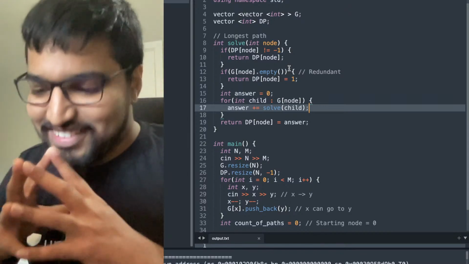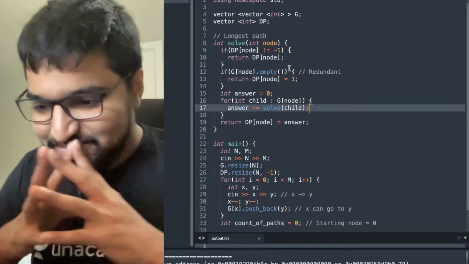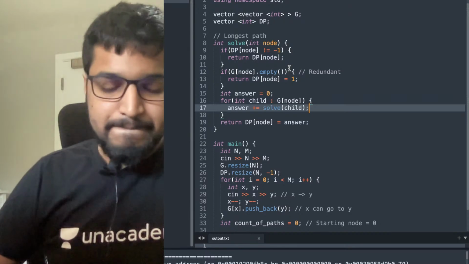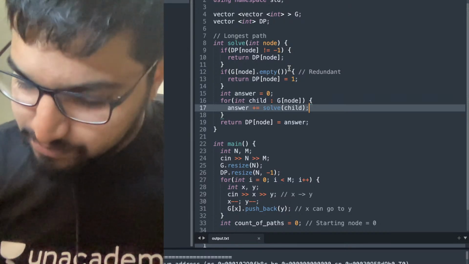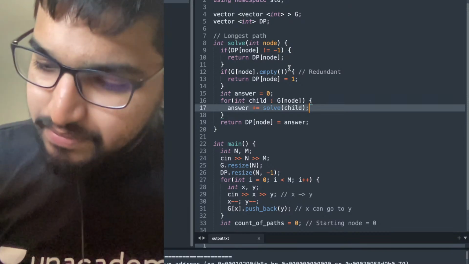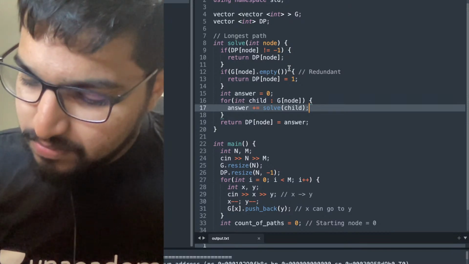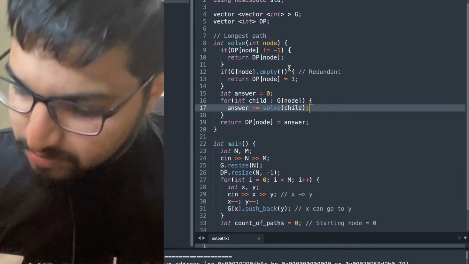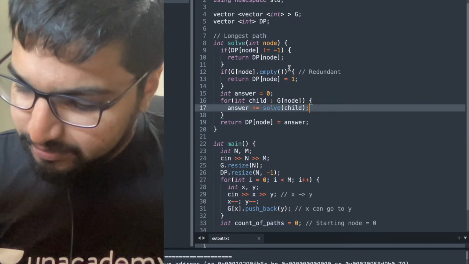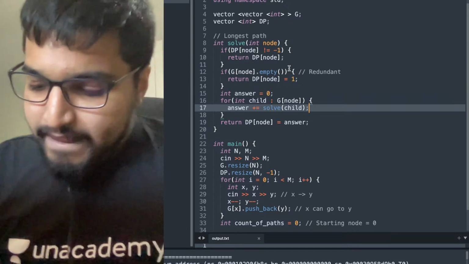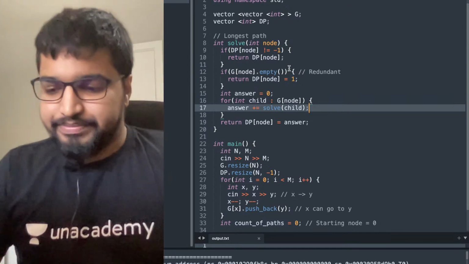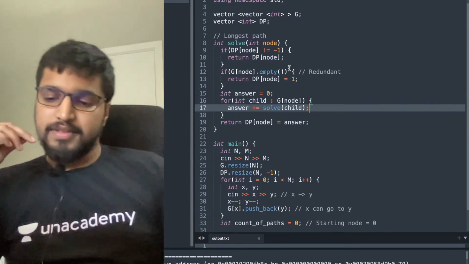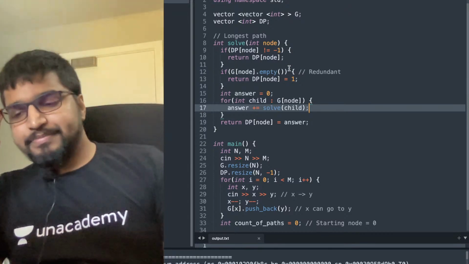Is that clear? Any doubts on the solution? Do you want me to re-explain this? I will re-explain it if you want. Is this clear? Yes. Awesome. Any doubts in the solution? Would you like me to re-explain some part of it?